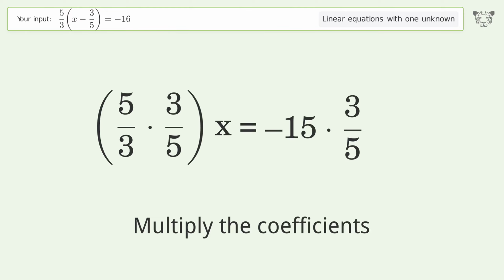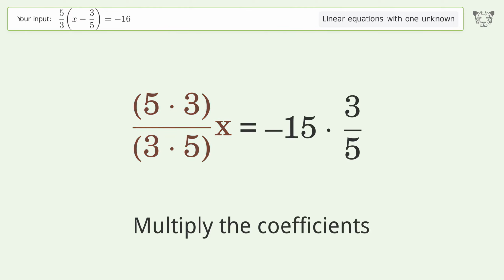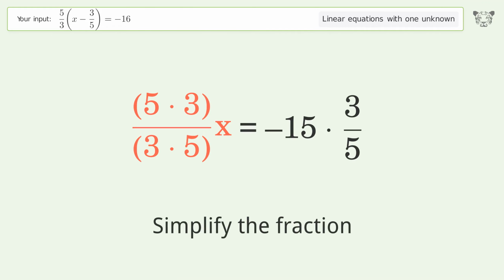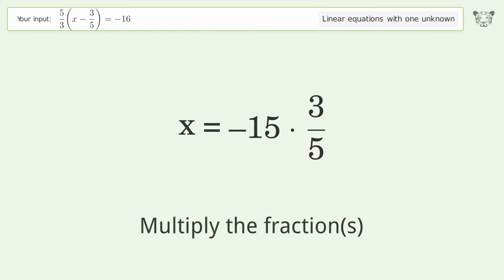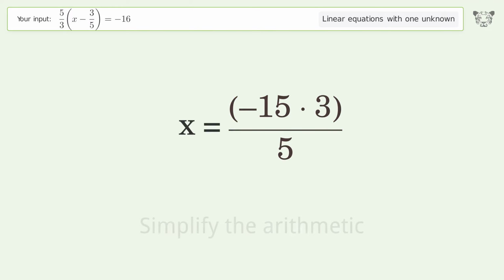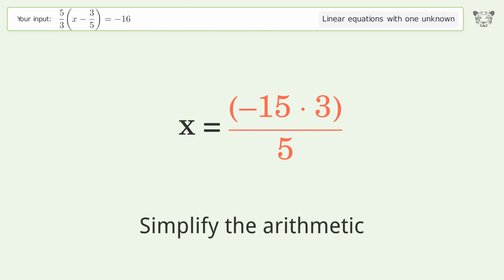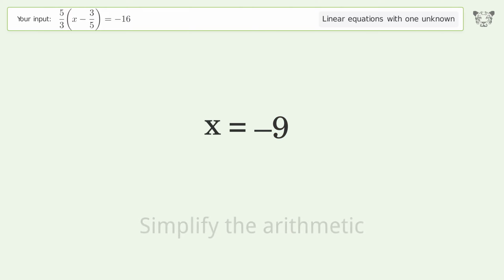Multiply the coefficients. Simplify the fraction. Multiply the fractions. Simplify the arithmetic. And so the final result is x equals -9.